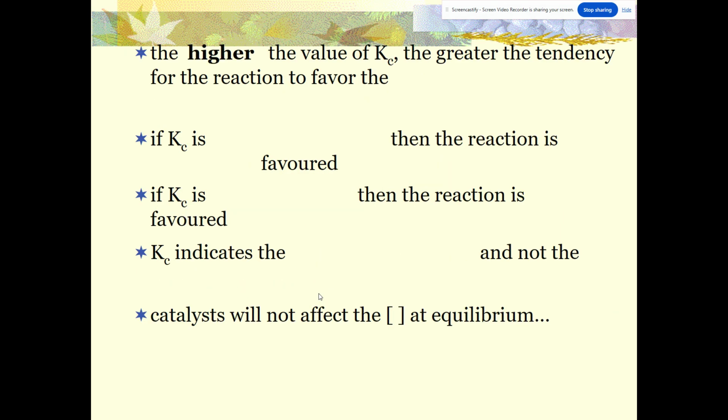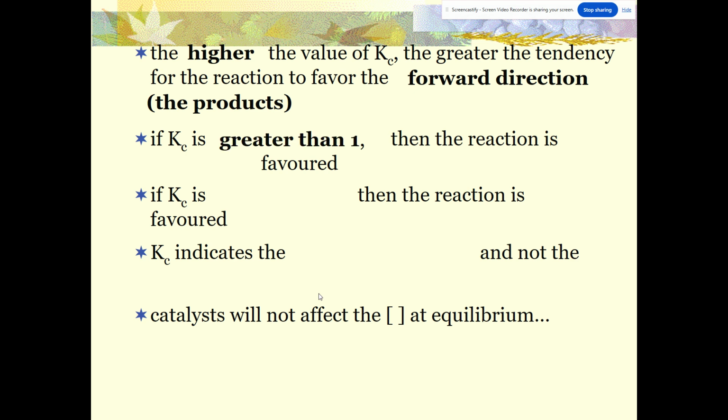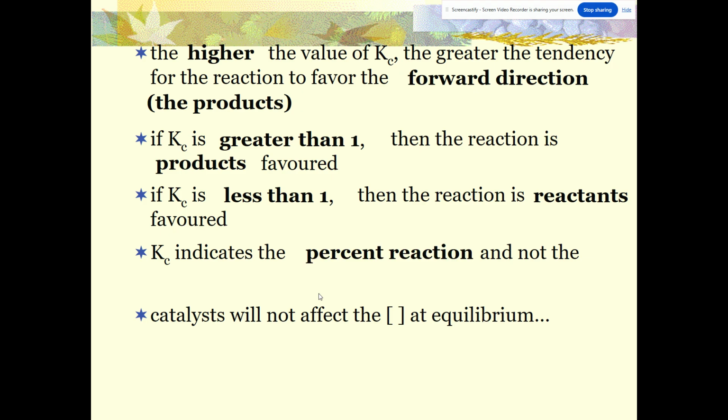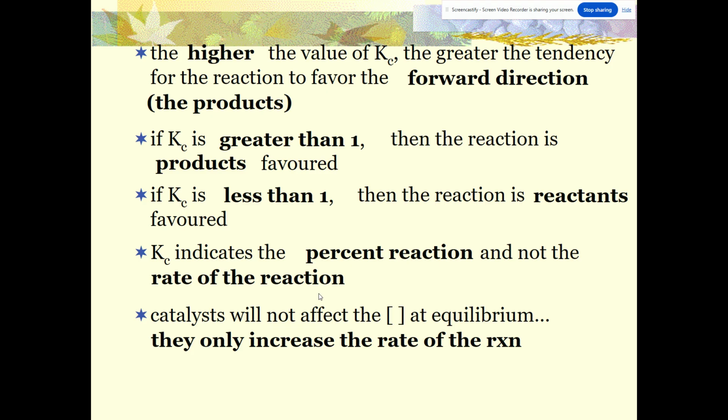Now, the Kc tells us the tendency of the reaction to favor the products. If Kc is greater than 1, it is a product-favored reaction. If Kc is less than 1, it is a reactant-favored reaction. It's important to note that Kc gives us the percent reaction, not the speed of the reaction. So not how quickly it'll reach the end quotient, but what is the end quotient. So a catalyst will not affect the equilibrium concentration. It only helps you increase how quickly you reach the end quotient.